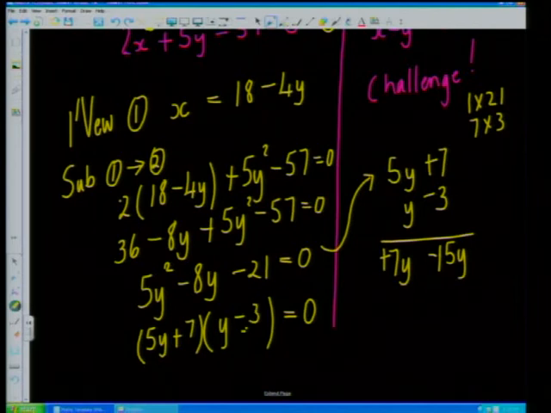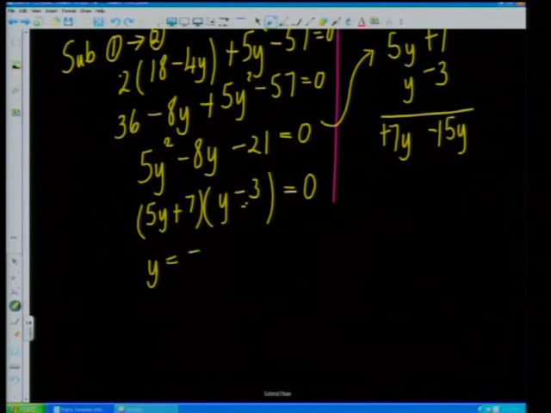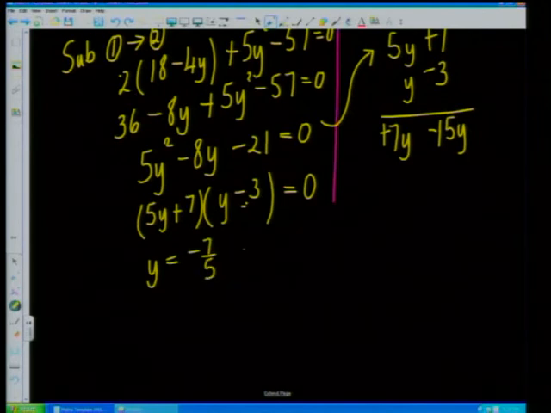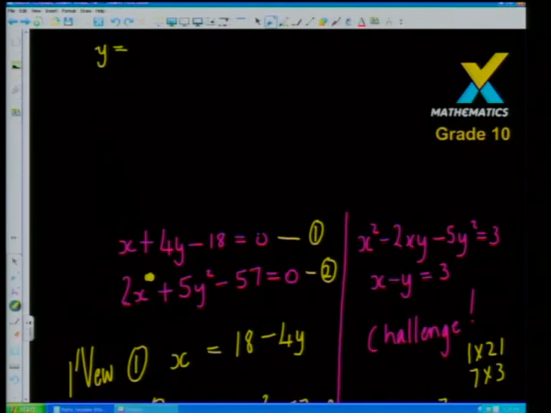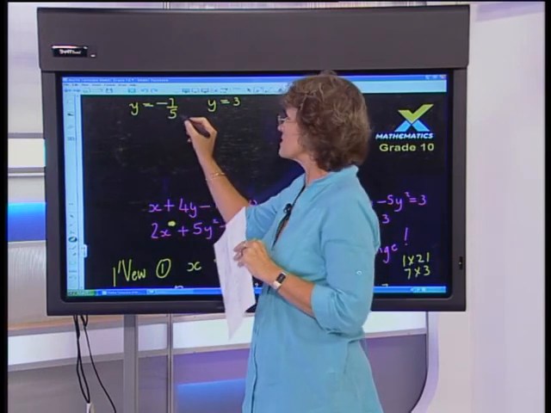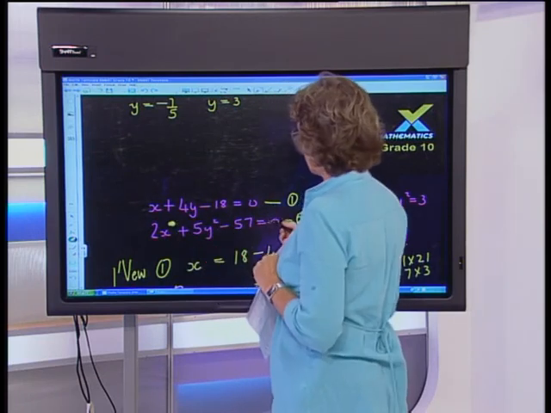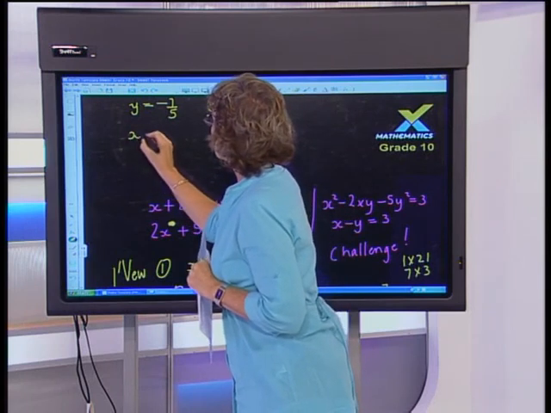Now you can see quite clearly that to solve for y, we get y is equal to negative 7 divided by 5, or y is equal to 3. I was about to say that you must not always expect nice integral numbers. If you get numbers like 2 and 4, that's a bonus, but sometimes you're going to get fractions. And in fact, sometimes in grade 11, you might need to use the quadratic formula on that first equation as well. Of course, what you have to do then is get your x values.